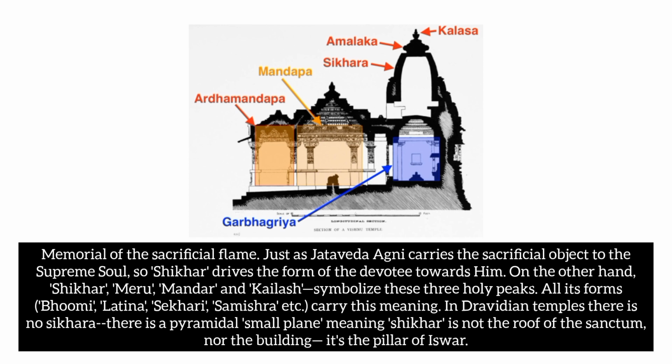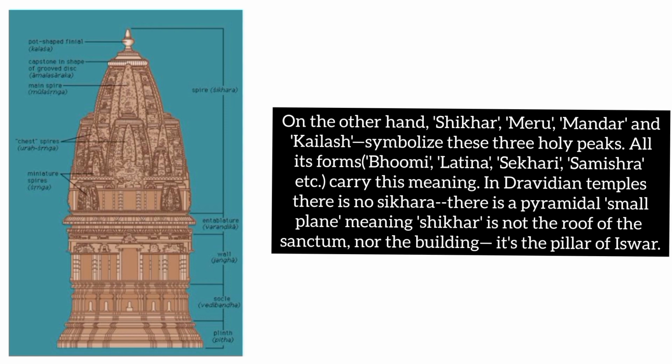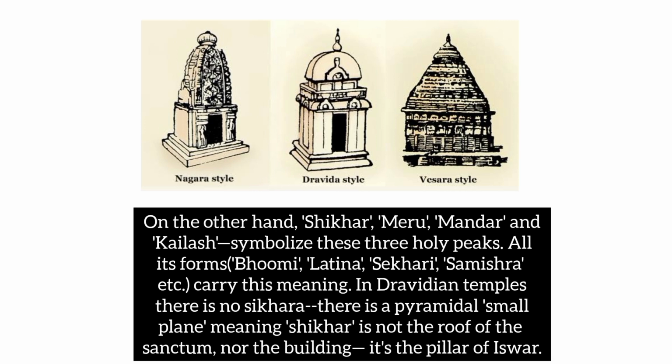Just as Jataveda Agni carries the sacrificial offering to the supreme soul, so Shikhar drives the form of the devotee towards him. On the other hand, Shikhar, Meru, Mandar, Kailash symbolize 3 holy peaks. All its forms, Bhumi, Latina, Shekhari, Shamishra, carry this meaning. In Dravidian temples, there is no Shikhar, there is a small pyramidal plane, meaning Shikhar is not the roof of the sanctum, not the building, it's the pillar of Ishwar.